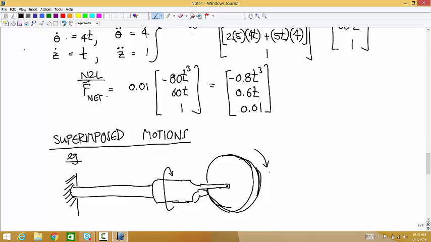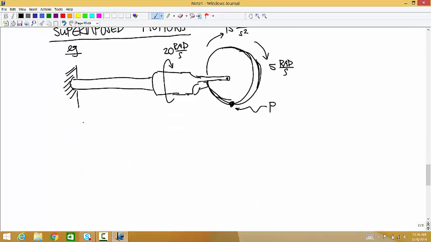So let's say that it's rotating, this is going 5 radians per second. It's speeding up at 15 radians per second squared. Let's say that the piece that it's mounted to is rotating at 20 radians per second. And we want to know at this instant, what's the acceleration of that point P.